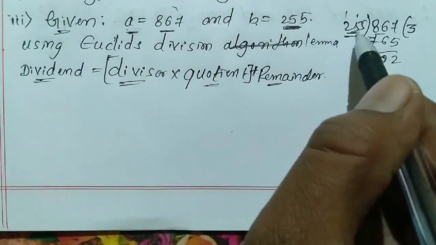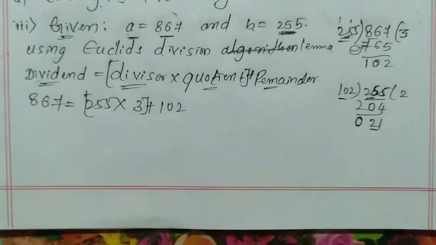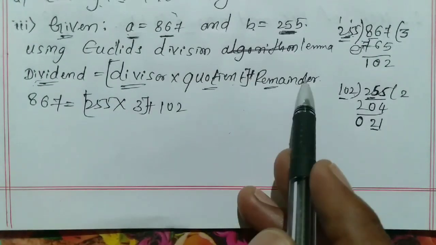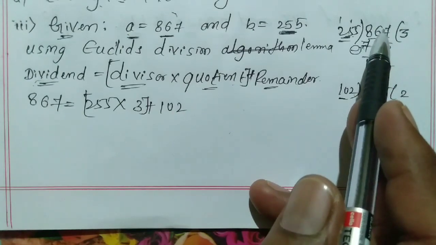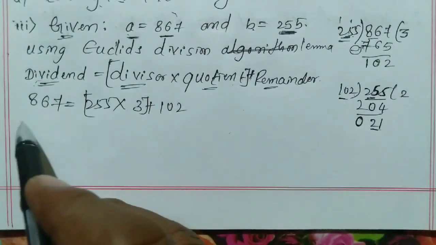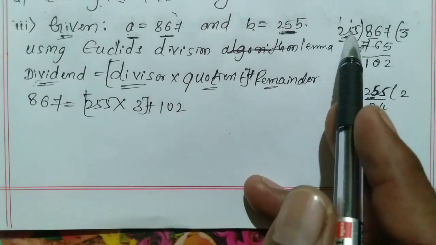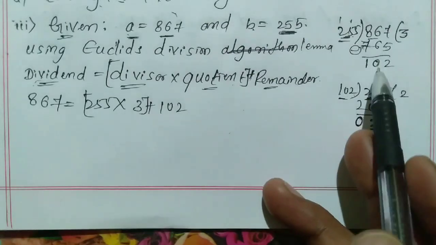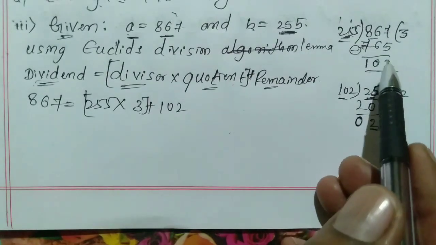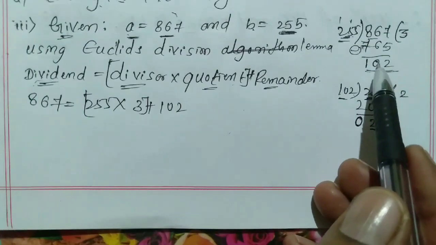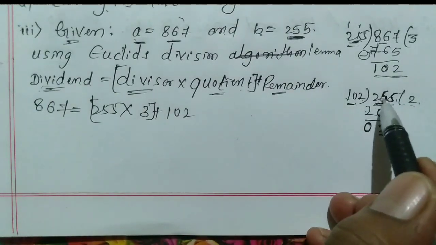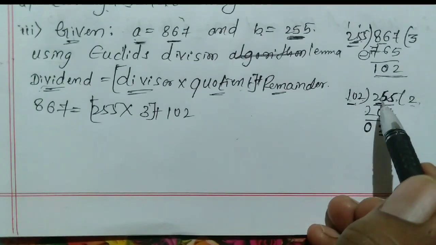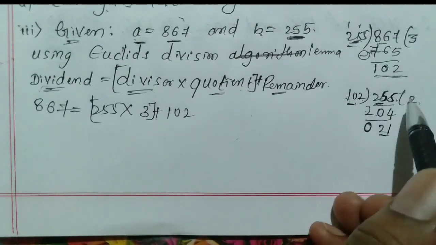Then you can divide this 255 by 102. Here you can write dividend is equal to divisor into quotient plus remainder. So here dividend is 867, which equals divisor 255 into quotient 3 plus remainder 102. After that you can divide this 255 by 102. In the 10 table, is 25 there? No. Less than 25 is 20.